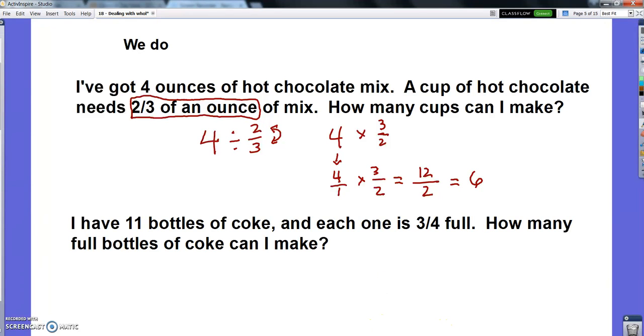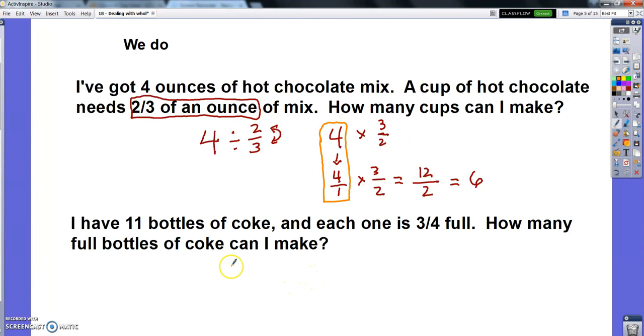That seems pretty reasonable. So again, the thing to make note of is this step right here. That I can just consider a whole number to be a fraction and then do stuff like I normally would. Okay? I have 11 bottles of Coke and each one is 3/4 full. How many full bottles of Coke can I make? So this is a repeated addition problem, right? 3/4 plus 3/4 plus 3/4, 11 times. So that's a multiplication problem. I have 11 times 3/4 or 3/4 times 11.